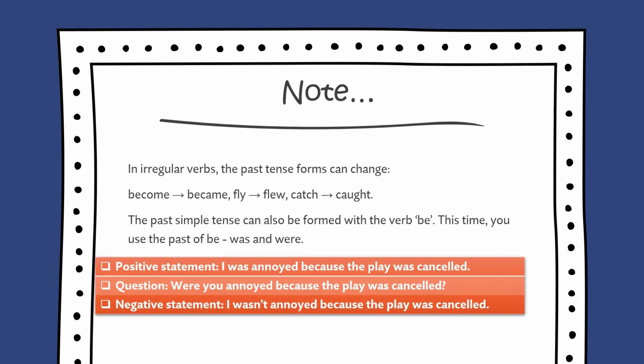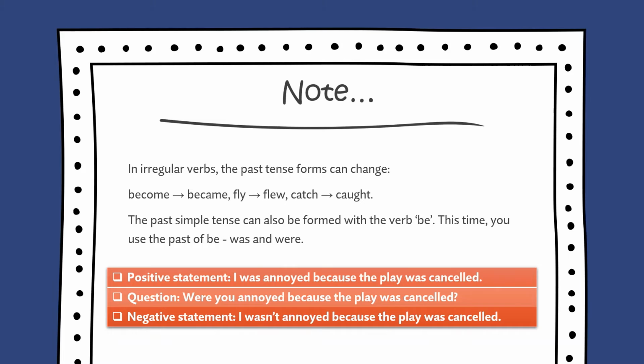In a positive statement, you have I was annoyed because the play was cancelled. In a question, were you annoyed because the play was cancelled? And in a negative statement, I was not annoyed because the play was cancelled.